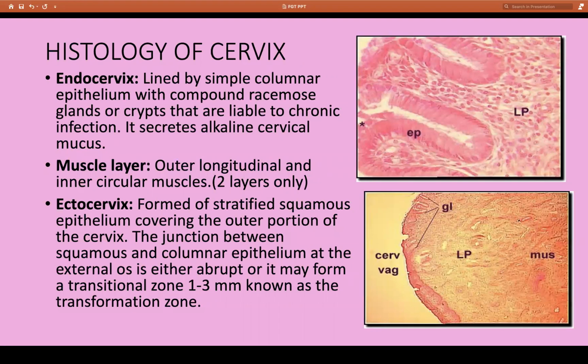Histology of the cervix is important. It has two muscular layers: longitudinal and circular. The endocervix is lined by columnar epithelium, and the ectocervix is lined by stratified squamous epithelium. The importance is the change of stratified squamous epithelium to columnar epithelium. This zone is called the transitional zone, 1 to 3 mm, from where we do the pap smear, and here the changes occur for cervical abnormality.